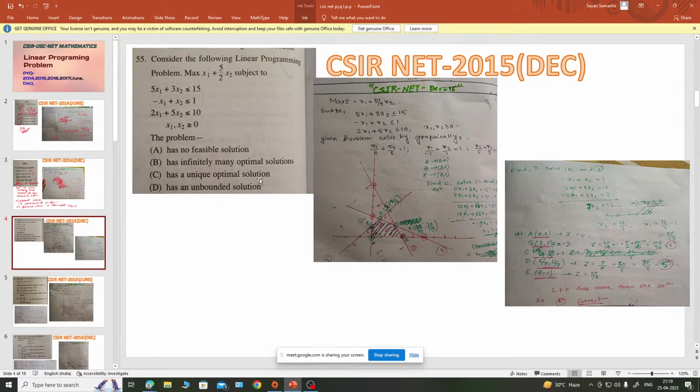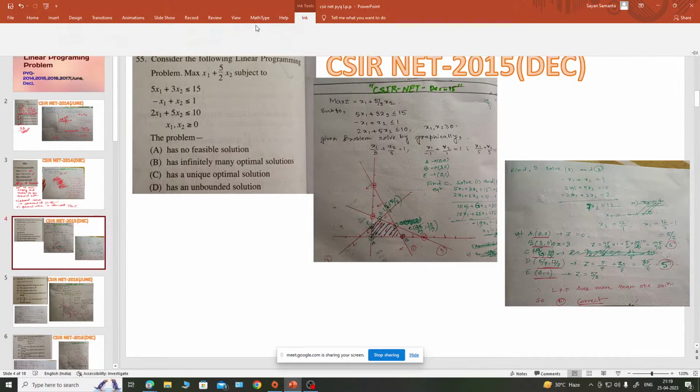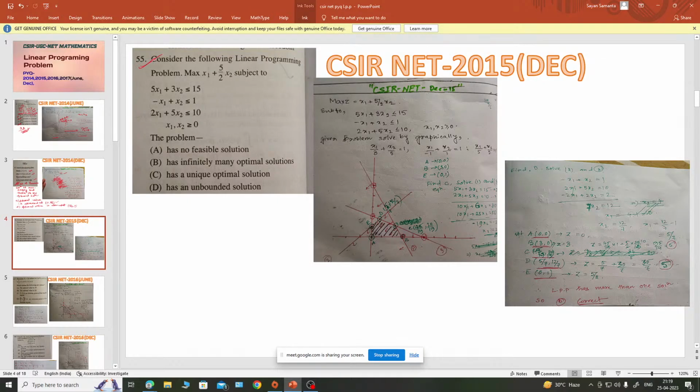The third question is based on the CSIR NET 2015 December question. This is also based on a linear programming problem. So here, consider the following linear programming problem.